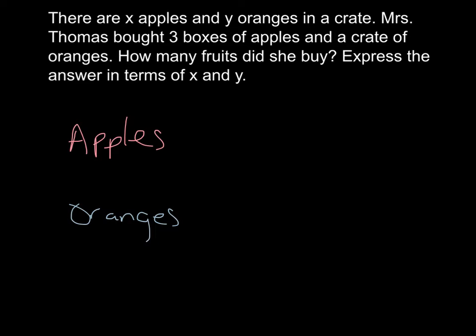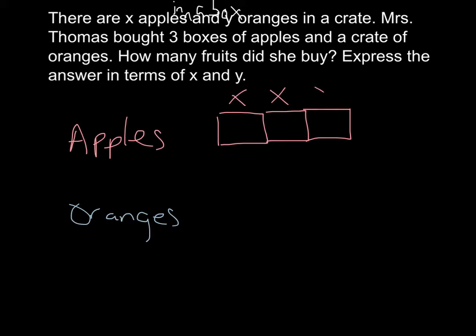Okay, I made a mistake here. I should have written there are X apples in a box, and I left this out of the problem by accident. So that's why when it says 3 boxes of apples, we should just write three boxes of apples, and each of those has X apples. Now, here's something that's very key.